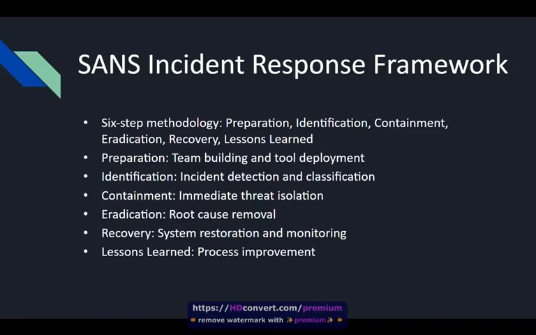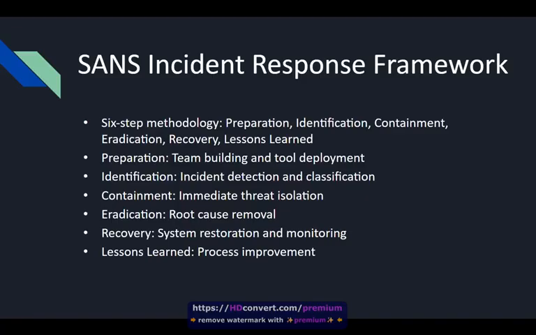It involves incident detection and proper classification, using various monitoring and detection systems to identify and categorize security incidents. And the third phase is the containment phase, where this ensures immediate threat isolation to prevent spread, which is crucial for minimizing damage and preventing further compromise. And the fourth step will be the eradication phase, where the root cause is removed. Then the recovery phase starts.